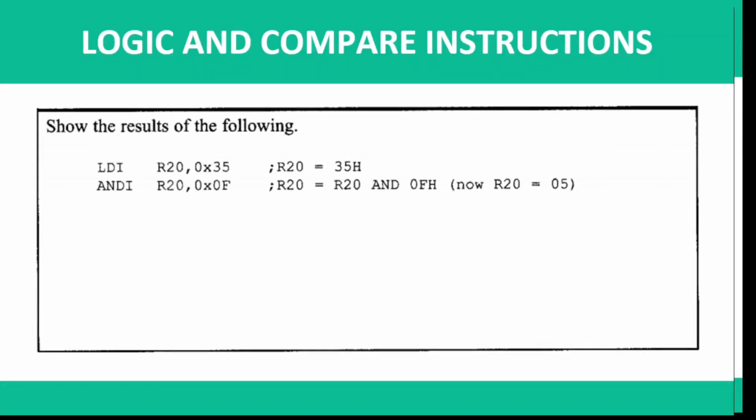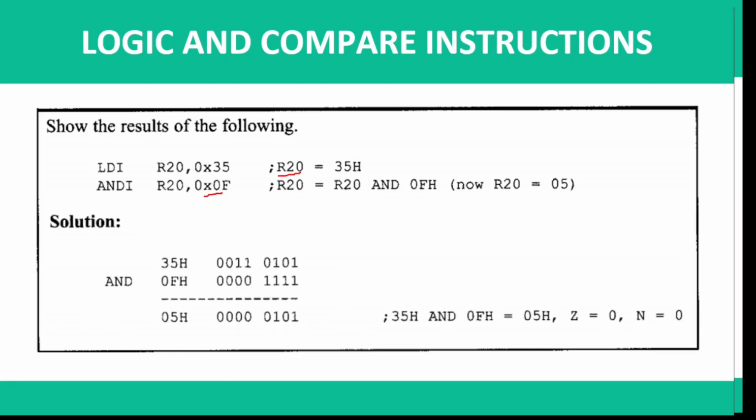So let's have an example. We have 0x35 loaded in register 20 here, and we have a logic ANDI R20 with a value of 0x0F loaded, ANDed with register 20. So we have 35h ANDed with 0Fh. So the result would be 05.